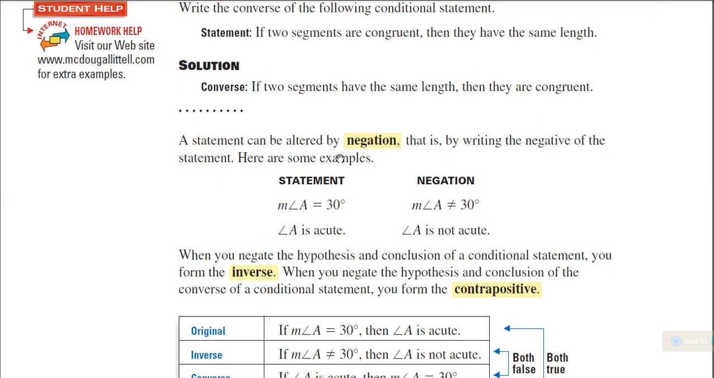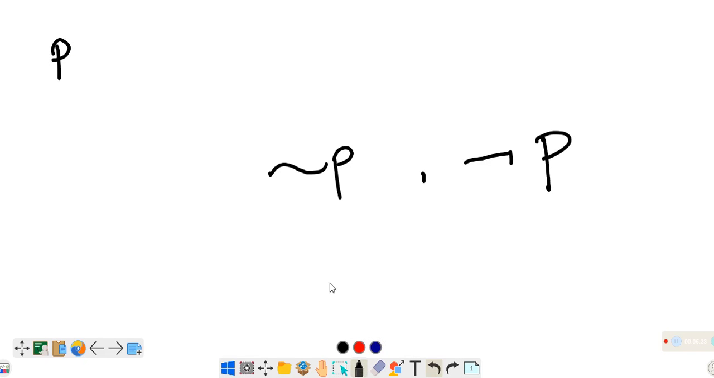So, a statement can be altered by negation. That is, by writing the negative of the statement. So, ang statement natin ay measurement of angle A is equal to 30 degrees. Anong kaibahan ngayon na nagjo-geometry na tayo? Pag magne-negate tayo, ang gagamitin na natin, yung mga symbol na counterpart nung mga symbols na ginagamit natin sa math. So, for example, equal. We have not equal. So, kung ito ay nakasulat in words, so measurement of angle A is 30 degrees. Lagay tayo ng isang page.